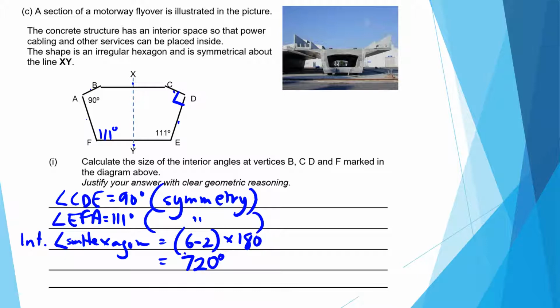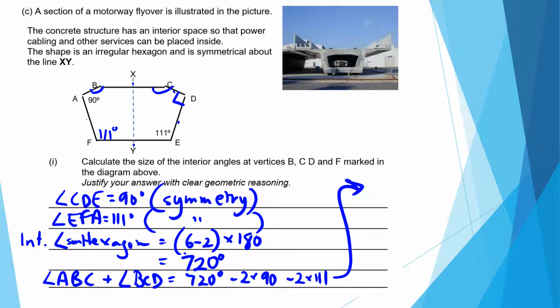So angle ABC plus angle BCD, so these two up here, must equal 720 minus the two lots of 90 minus the two lots of 111, so we've got a little bit of arithmetic to do, and we get that angle ABC plus angle BCD equals 380 degrees.